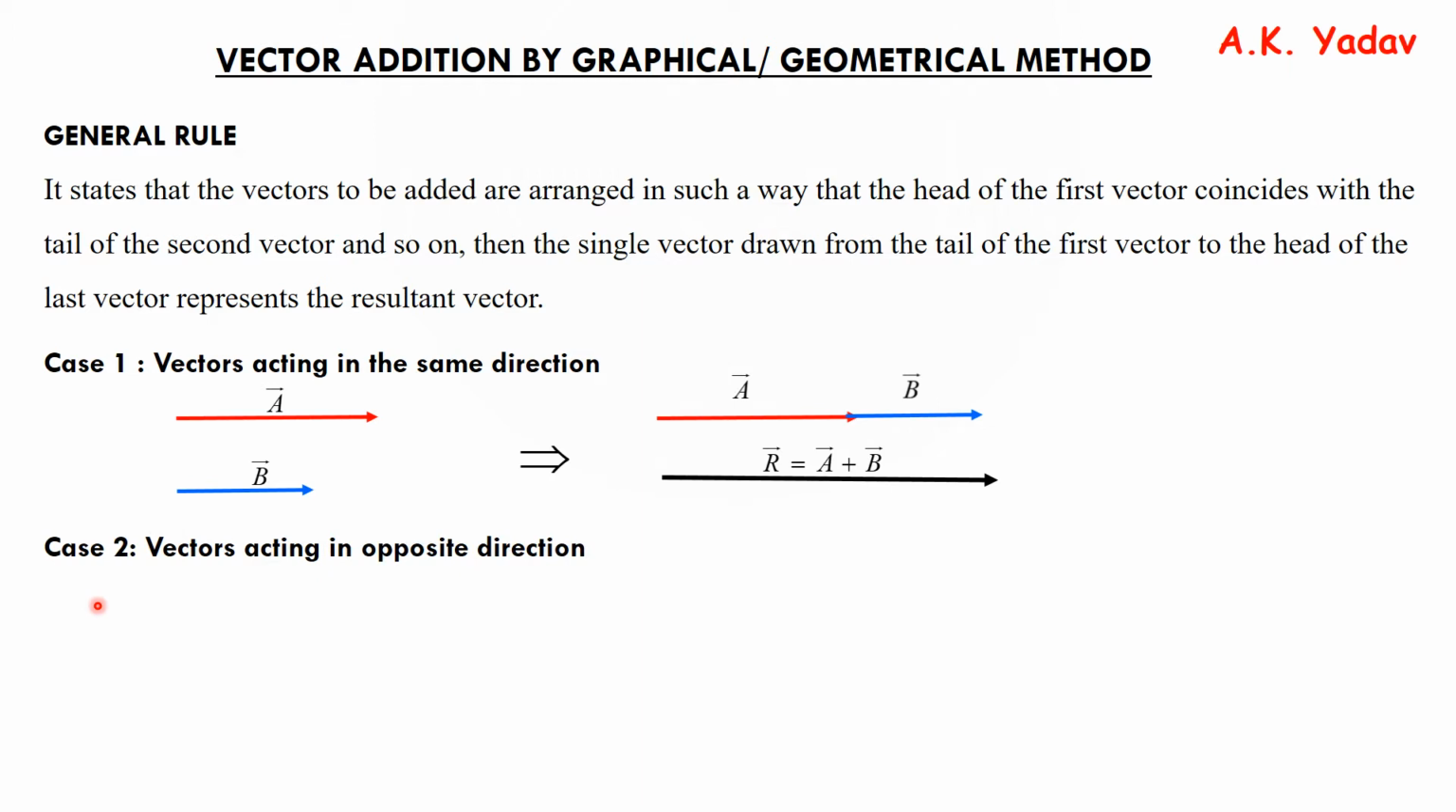Vectors acting in opposite direction. So this is vector A, this is vector B. We need to add them head to tail. Okay, it is added. You can see the resultant is equal to A minus B. So this part is the resultant now, because from the total this part got subtracted because this was in the opposite direction.